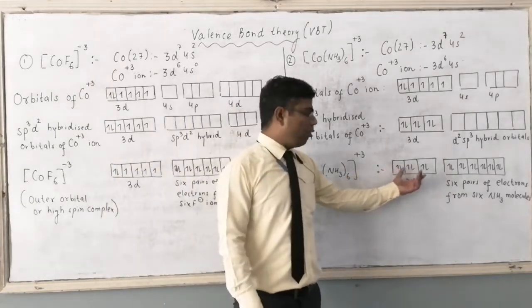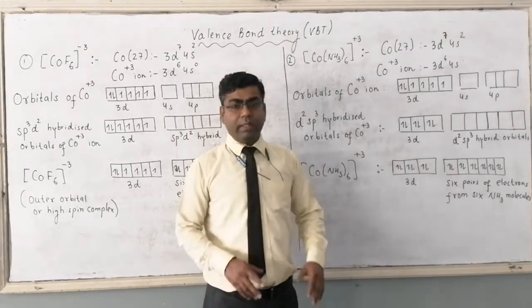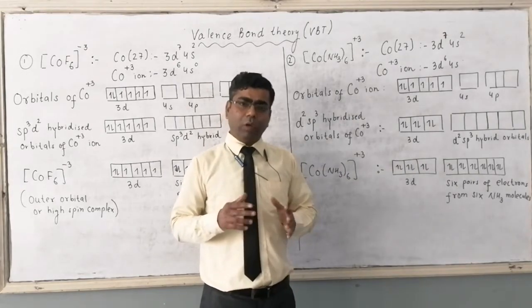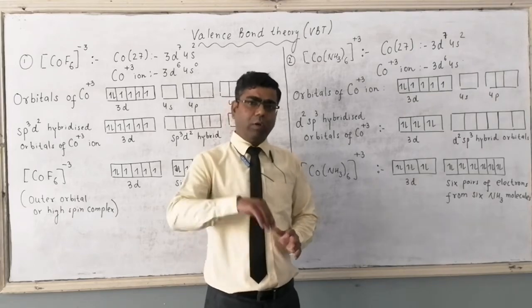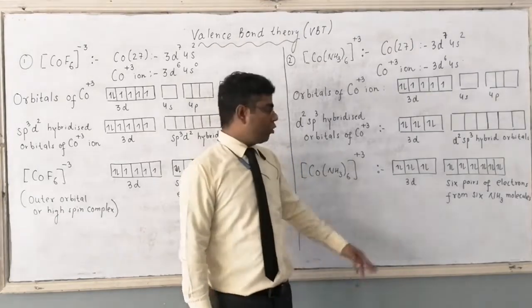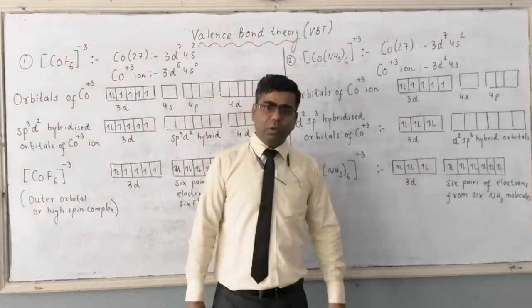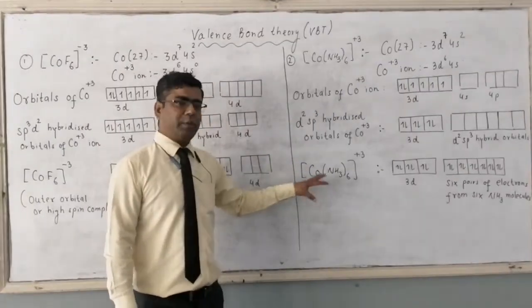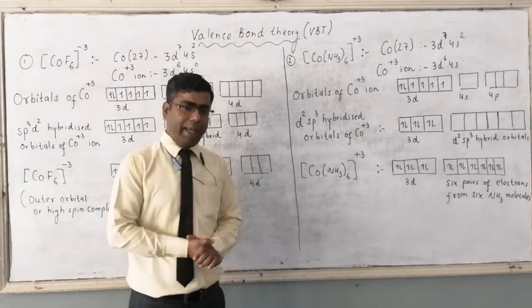No unpaired electrons are there. You know it very well that an electron exhibiting clockwise rotation has spin plus 1 by 2, and for anti-clockwise rotation it has minus 1 by 2. So plus 1 by 2 will cancel out minus 1 by 2. So here the total spin will be 0. So it is also called a low spin complex.